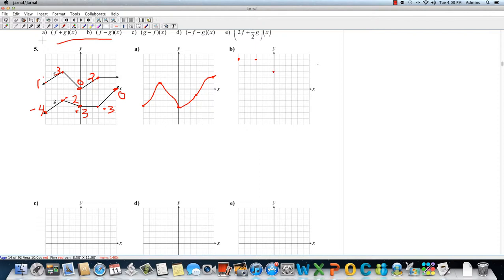Then we got 2 minus positive 3, which is also going to be 5 again. And our last point is 2 minus 0, which is just going to remain 2. So the graph of B is going to look something like this. Graph C asks us to take g subtracted by values of f. So let's do that.